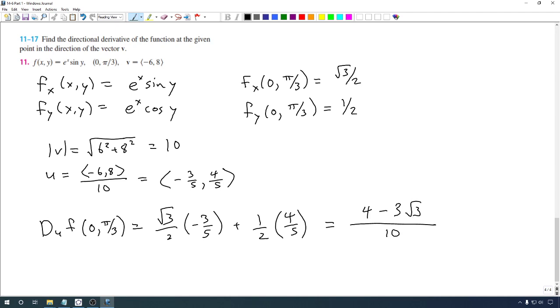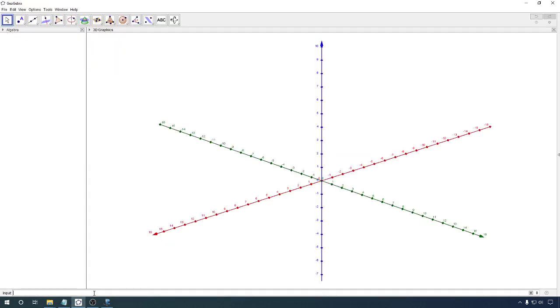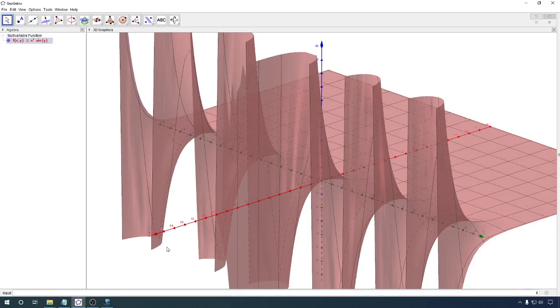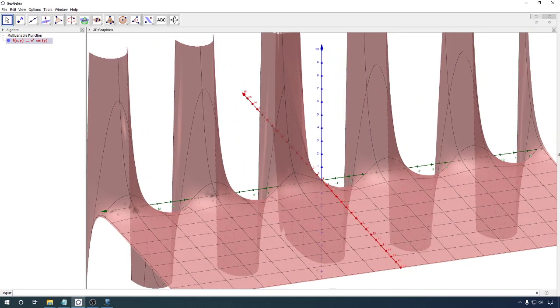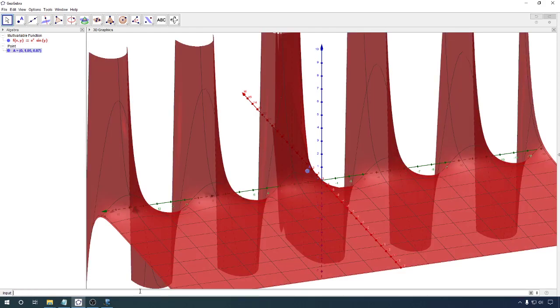Let's actually go ahead and plot this thing. So recall our function here, f of x y, is e to the x times sine of y. So we get this thing. It will be a little clearer from this direction. We're looking at a point. That point is 0, pi over 3, but we do need the z value here. If we plug in our 0 and pi over 3 into our function, we get the value of square root 3 over 2.